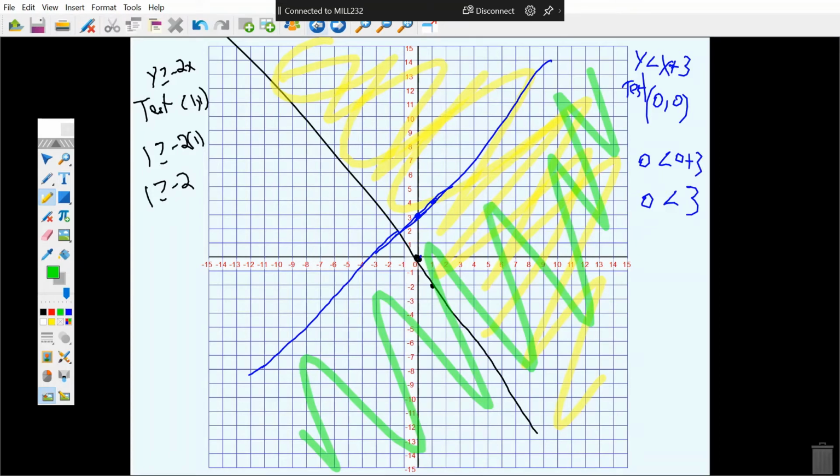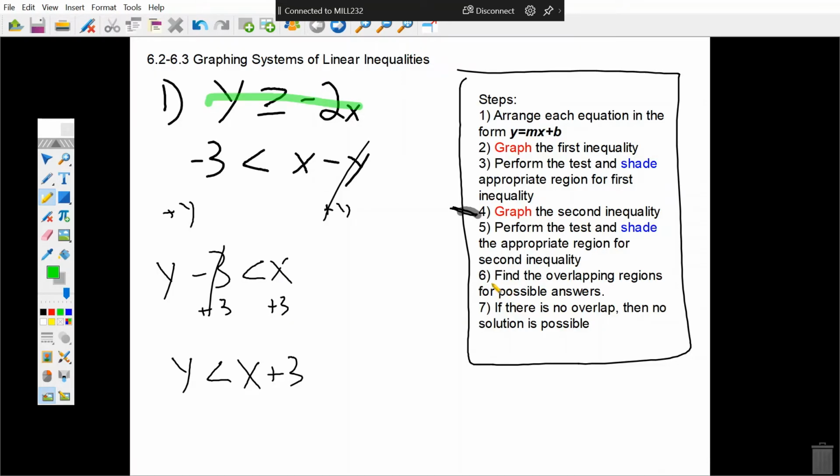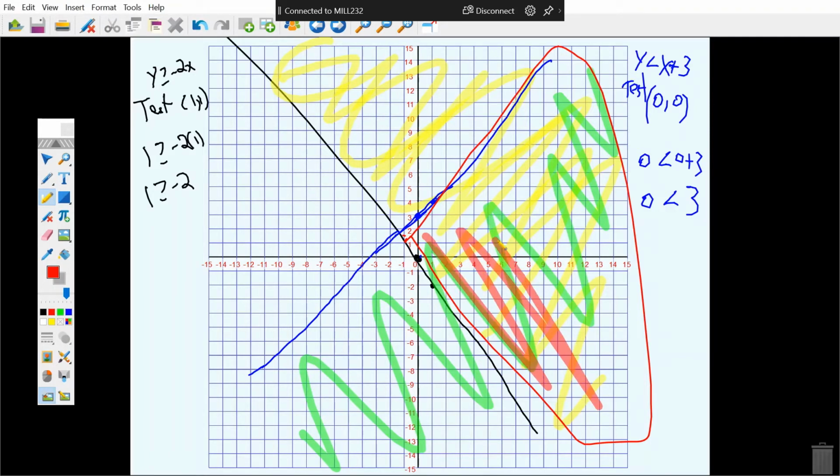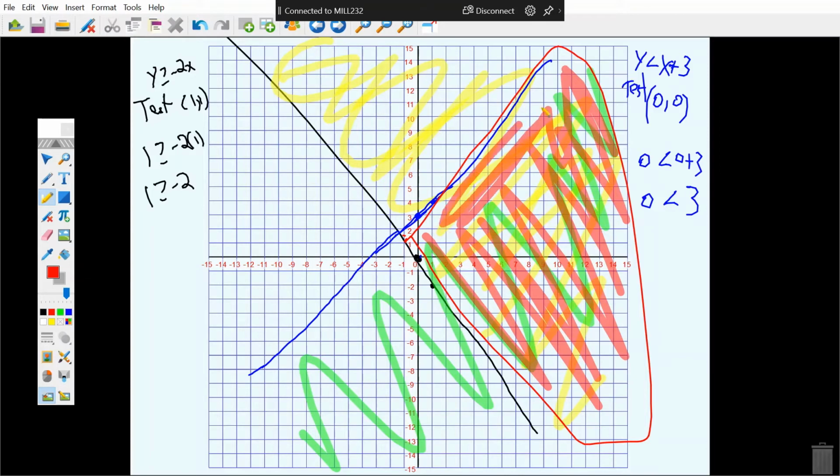Now the final step is to find the overlapping regions. So we are looking for where is the area that both graphs, both solution sets overlap. And the answer is, I'm just going to use a red box here. The answer is everything in here. Everything to the right of the black line and everything below the blue line is our solution set. So we'll highlight that in red. So if you were asked to give possible answers for these two graphs, you would have to choose anything in the red region.